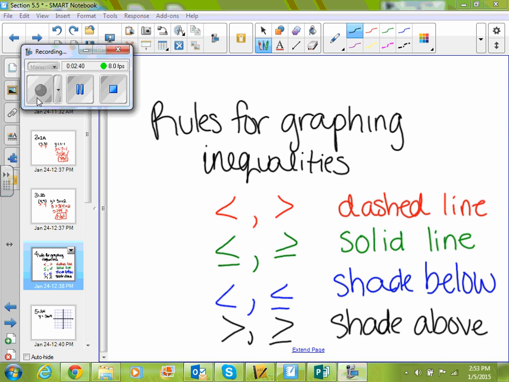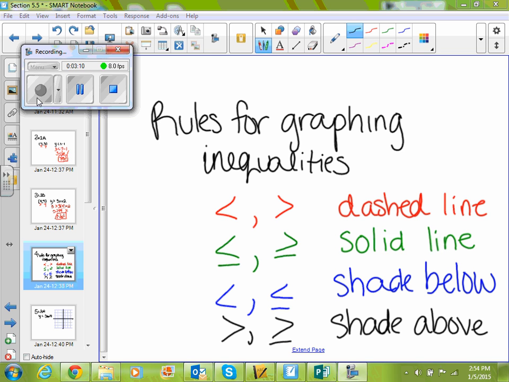Alright, so now let's go over what these mean. If you're looking at less than or greater than symbols where they do not have the line underneath, then you're going to write a dashed line. It's kind of like when we had open dots and closed dots when we graphed them on number lines. Only now that we're doing lines, we're going to have dashed lines and solid lines. So no line underneath, it's a dashed line. If it's less than or equal to or greater than or equal to, or it does include the line underneath, then you do a solid line.